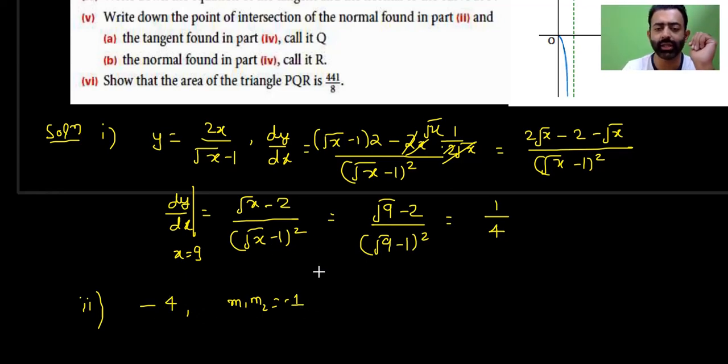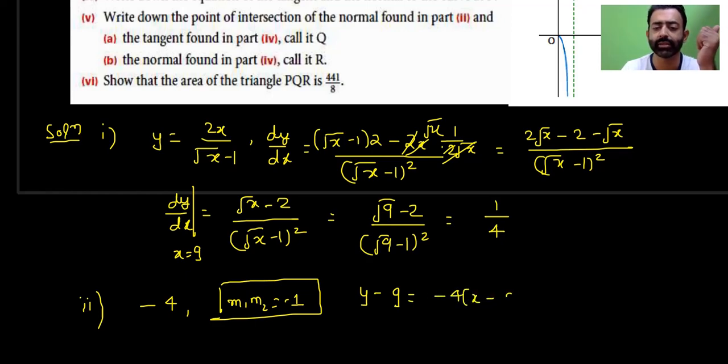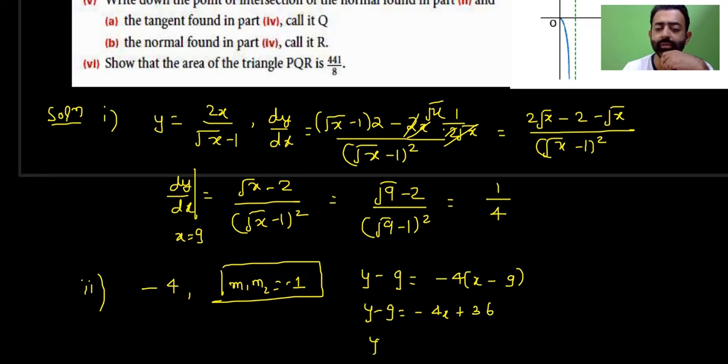So equation of straight line is given by y minus y1, point is 9 comma 9 at which we have to find out the normal equation. So y minus 9 is equal to slope, which is minus 4, times x minus 9. Okay, so y minus 9 is equal to minus 4x plus 36. So I have the equation of normal; let us transfer this minus 9 to the other side: y is equal to minus 4x plus 45.